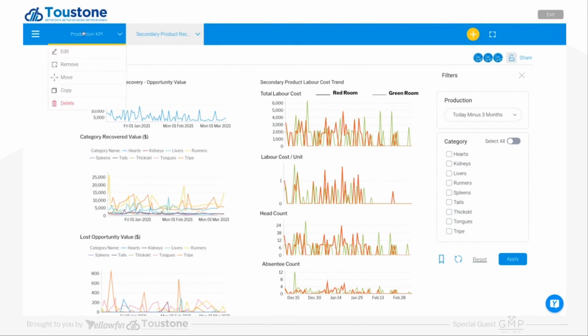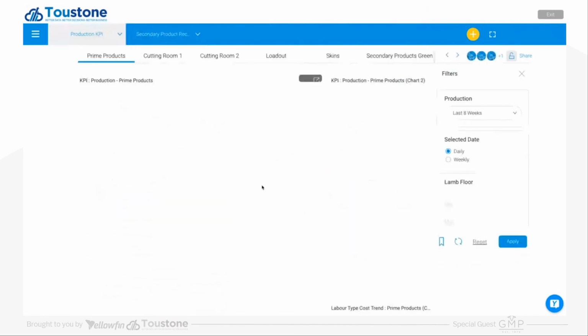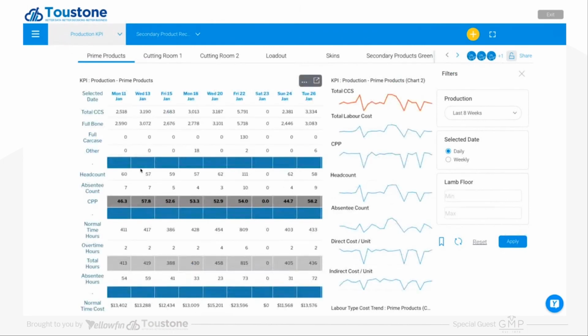So that's really the extent of the demo. As I said, a fully automated, integrated solution with the production system, the time and attendance system, the payroll system, and the finance system in order to produce an automated daily KPI series of reports and dashboards for the business.